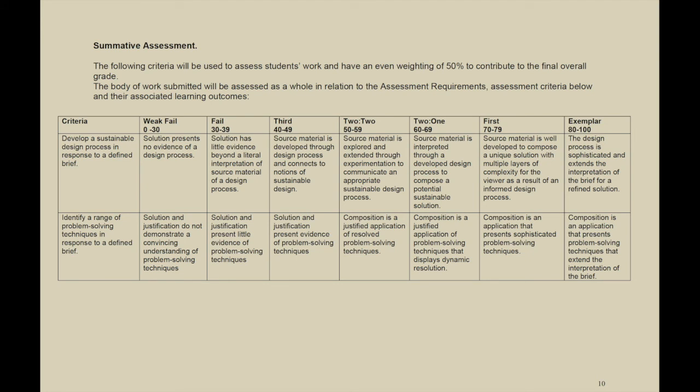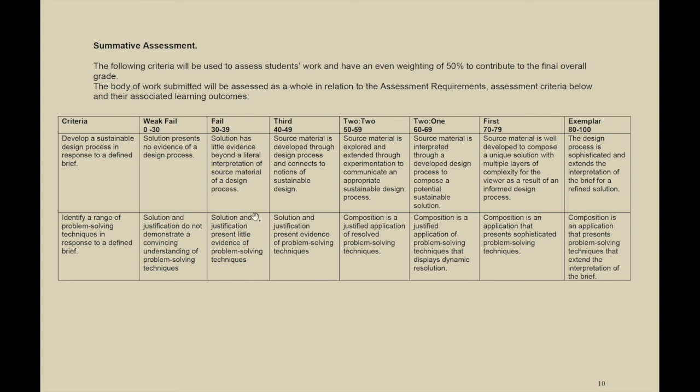Let's take a look at your summative assessment, your assessment criteria. So we have 2 criteria based on the learning outcomes. The first one is develop a sustainable design process in response to a defined brief. So let's take a look at the fail and third categories, and let's head to the other end of the spectrum as well. So if we look at a fail, a solution has little evidence beyond a literal interpretation of source material of a design process.